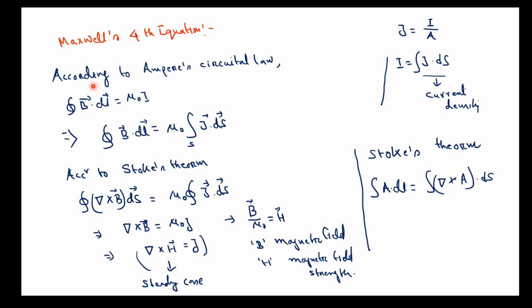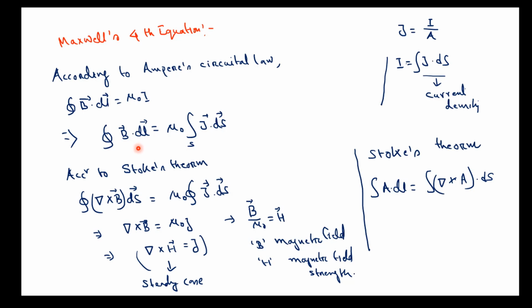Now according to Ampere's circuital law, B dot dl equal to mu naught I. I replace I with the integral of J dot ds, so I can write mu naught times the integral of J dot ds. You see this part is a surface integral, ds, and this part is a line integral. So I have to convert that part into a surface integral.